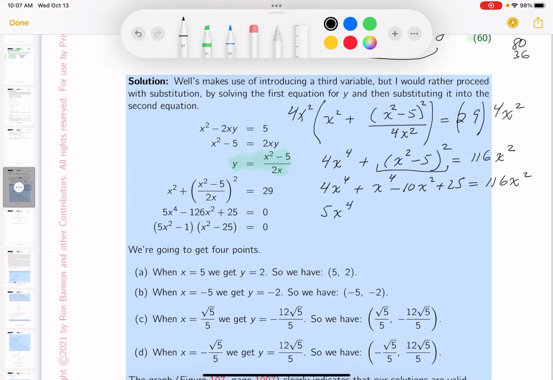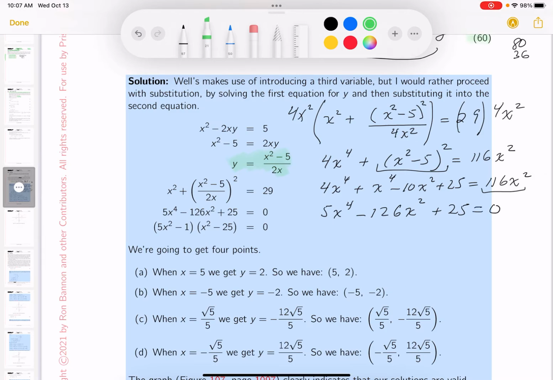5x to the fourth. This is different than what Wells is doing. And I like to have options, by the way, and that's what we're presenting to you. I'm going to subtract this from both sides. And what would you get? Minus 126x squared plus 25. I want to go to the notes and see if I met that milestone.